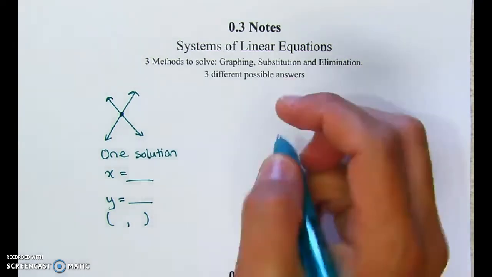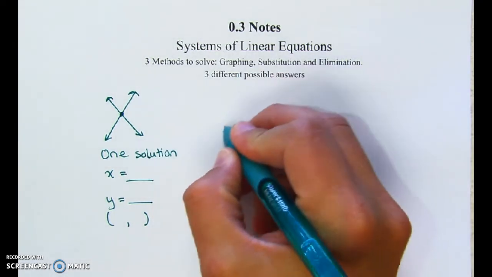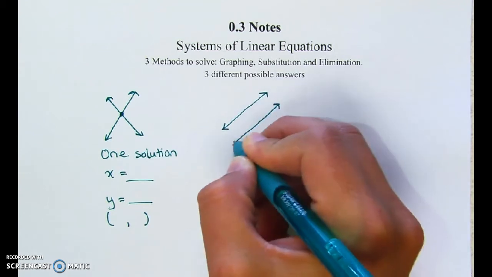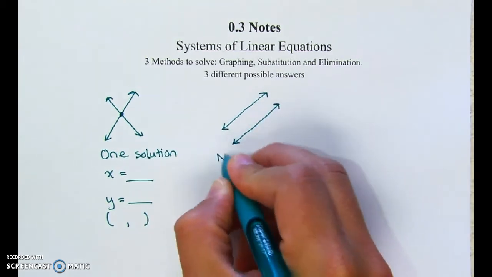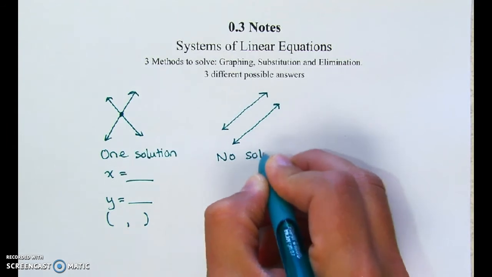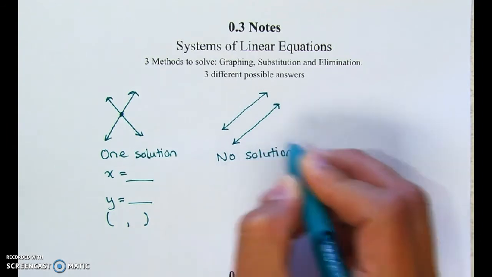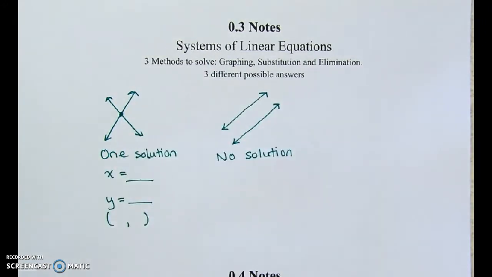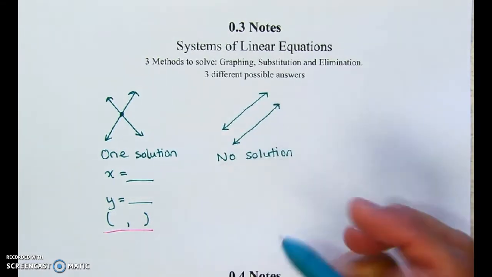But sometimes, I don't think this will happen in our practice, because I want you to get an answer, two lines never intersect, they're parallel, and that means there is no solution. So the solution to a system is the point where they intersect. It's this point. But if two lines never intersect, then there's no solution.